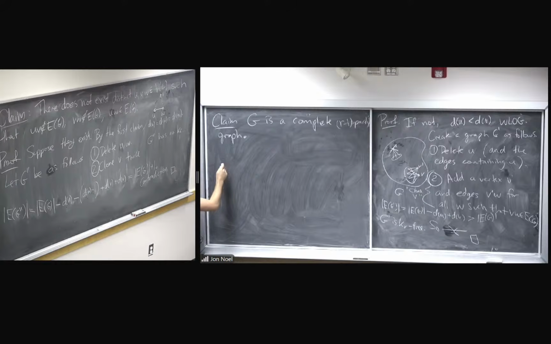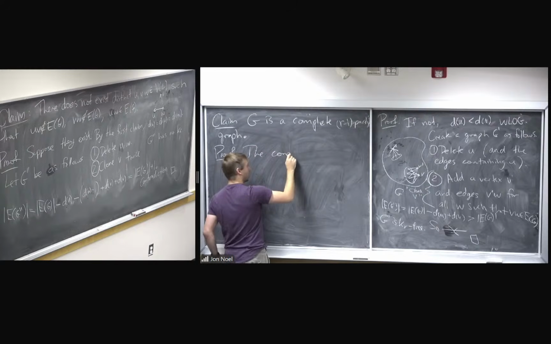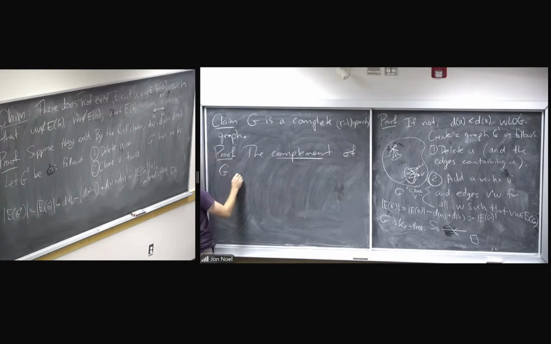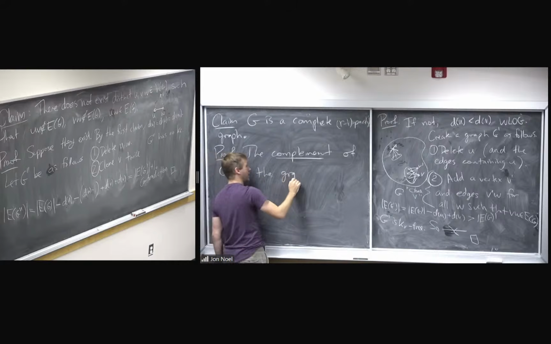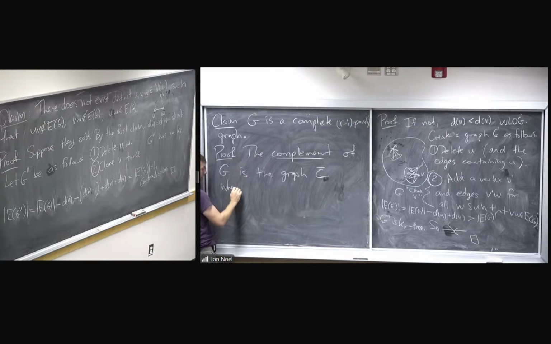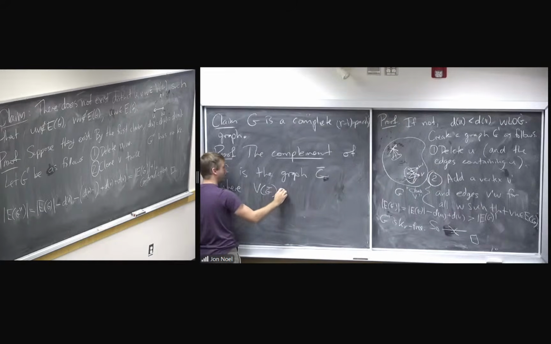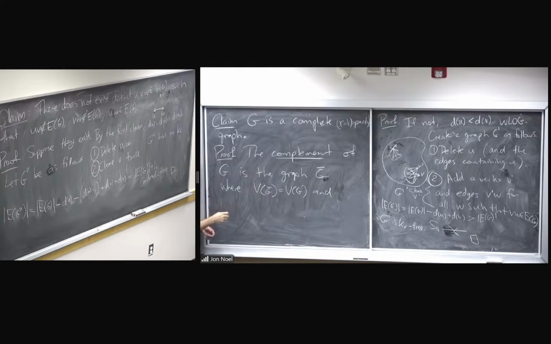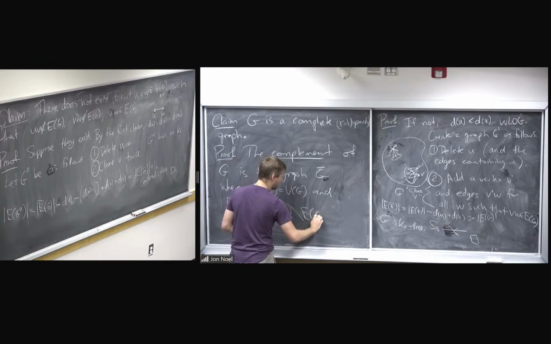Let's think about the complement of G. We haven't talked about this yet, so I'll say that the complement of G is the graph G bar, where it has the same vertex set as G, so V of G bar equals V of G, and the edge set is all the edges that are not in G. So the edge set of G bar is V of G choose 2, take away the edges of G.